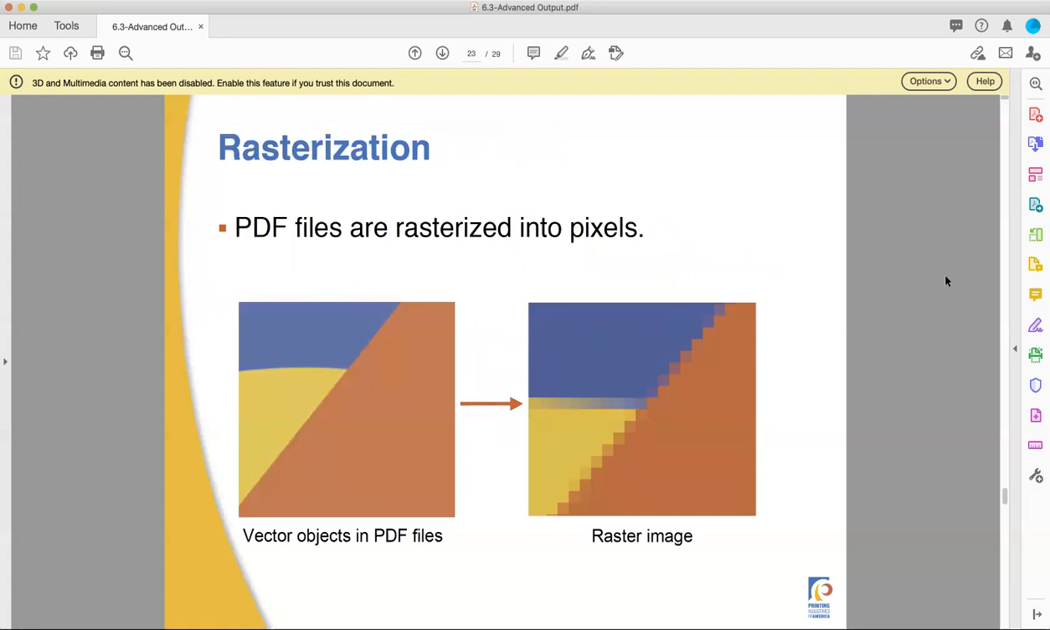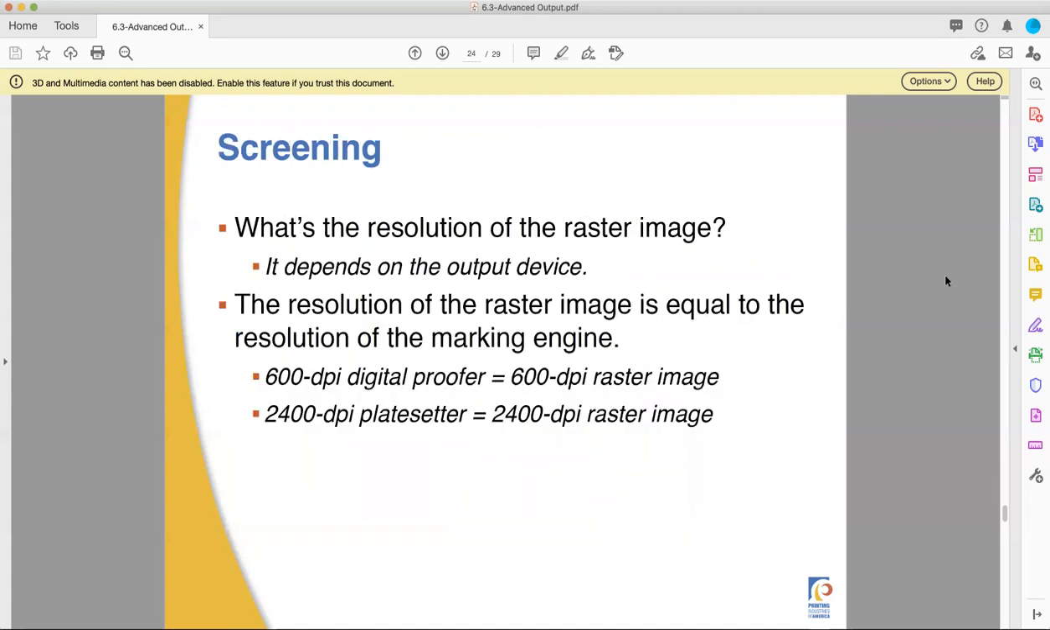Here's a picture of rasterization. On the left, we have vector objects. Nice, clean vector. On the right, it has been rasterized and turned into pixels because in the end, all output devices output pixels. The best thing about vector is that it doesn't turn into pixels till the very end. The best thing about PDF is it waits even longer to convert to pixels, but it still ends up as pixels. Once you've rasterized, then you screen.